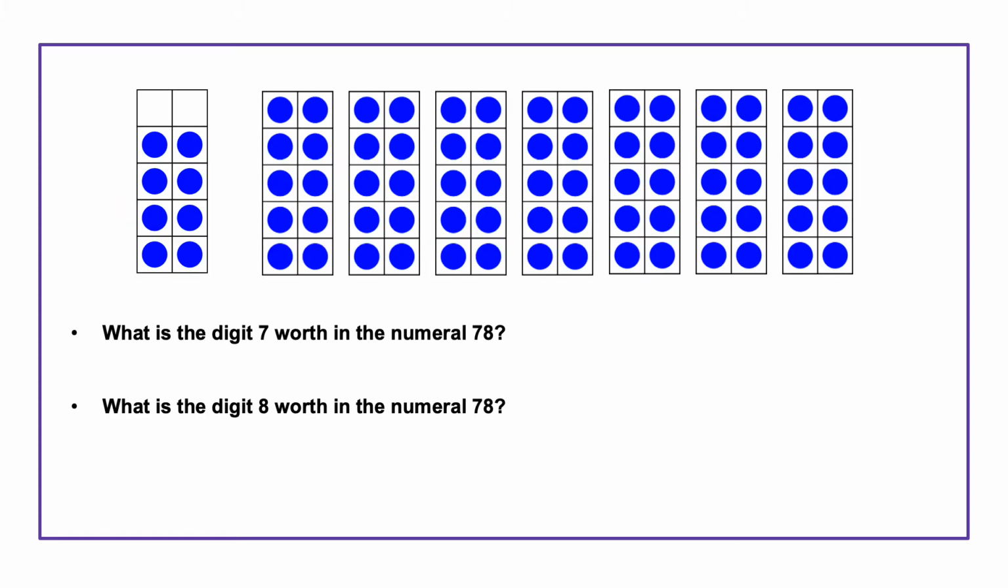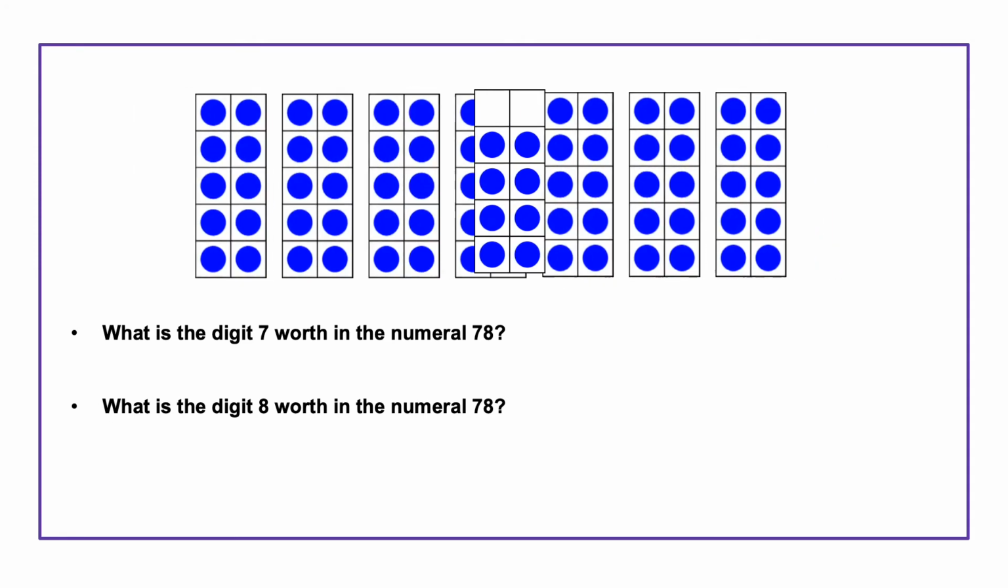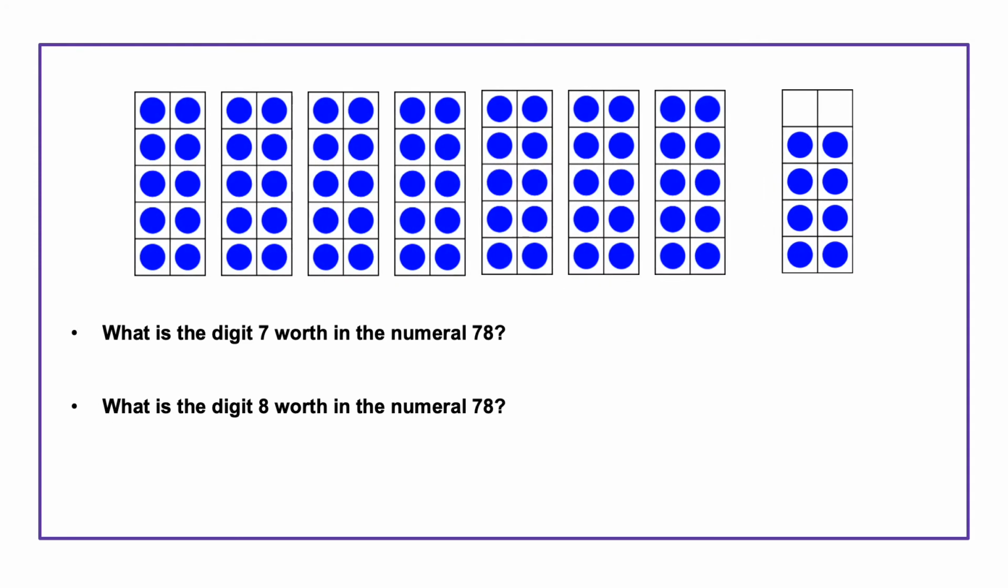We'll look at the digit 7 first. What is the digit 7 worth in the numeral 78? We can reorganise the tens frames, so we've got our full tens frames on the left and any other ones on the right. This reorganisation hasn't changed the total number of dots. We haven't added any more or removed any, we've just moved them about, so there are still 78 dots.